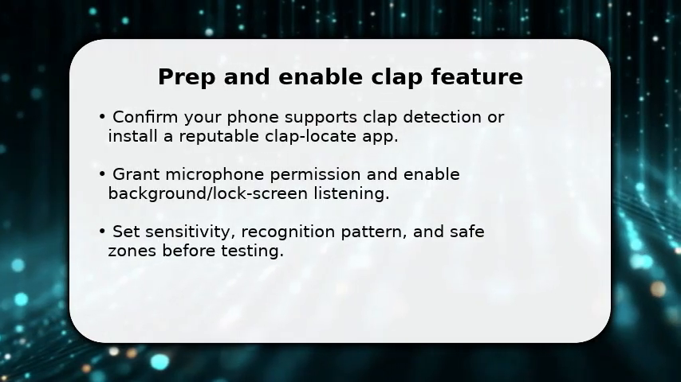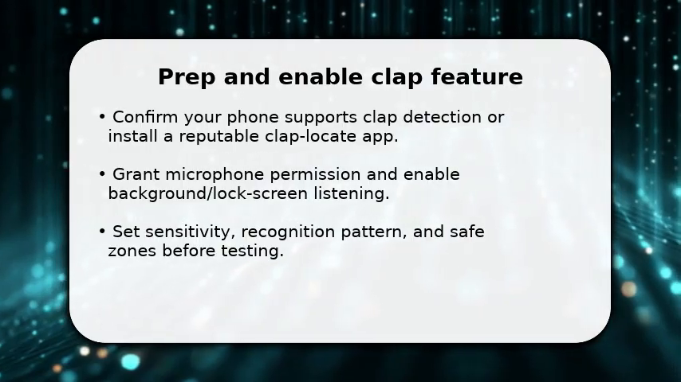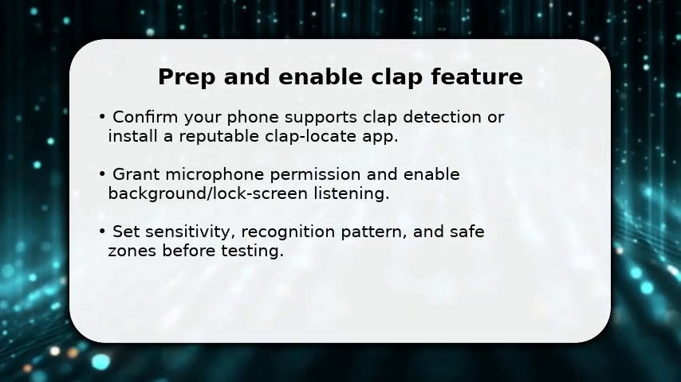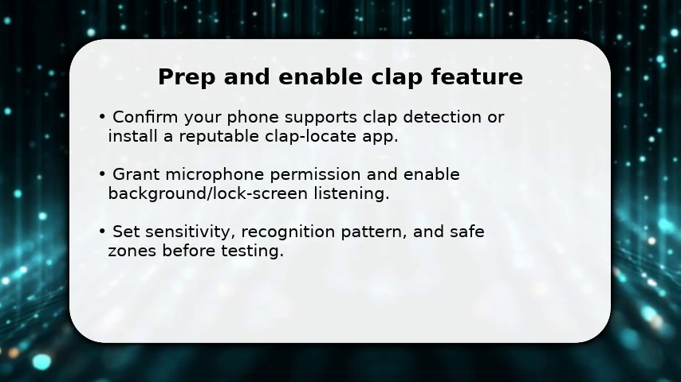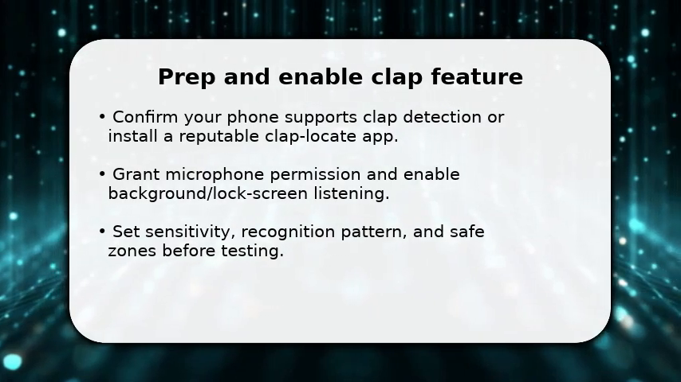Make sure to exclude private zones where claps may be ignored. Test immediately with a short trial to confirm the phone hears you and responds to the configured pattern. Now you calibrate and refine detection.